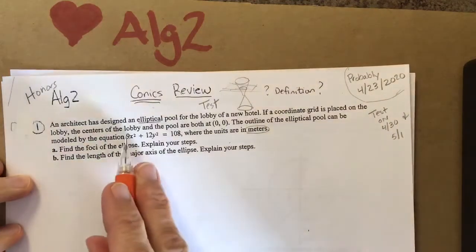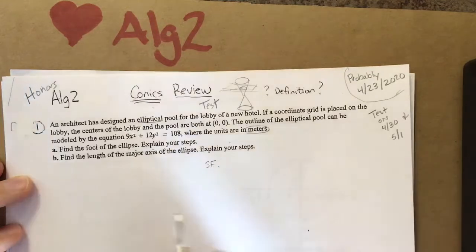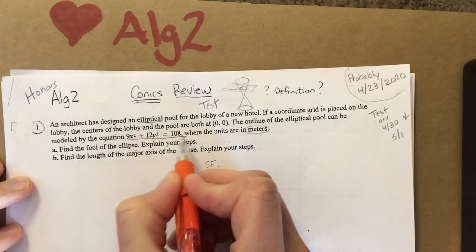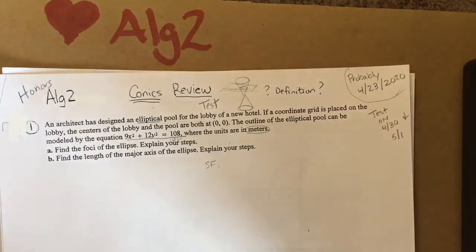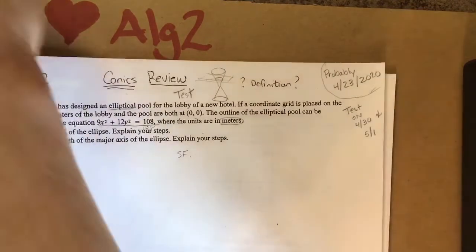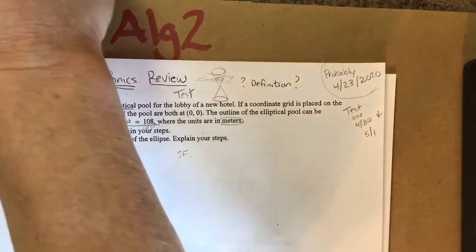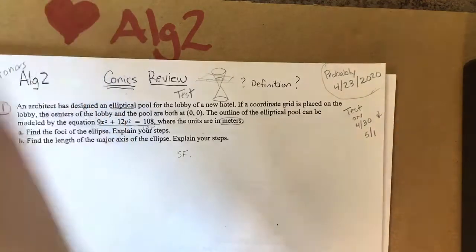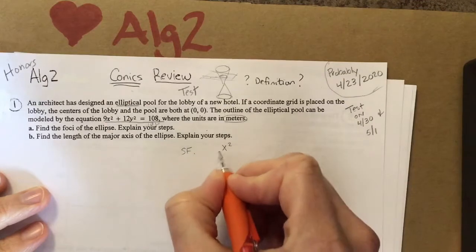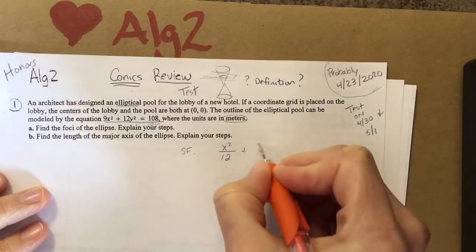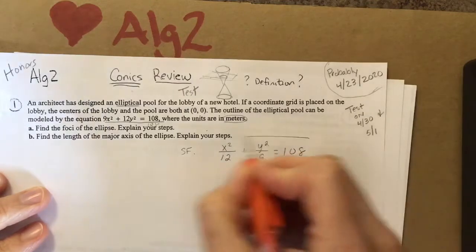All right, first, what's wrong with this? We have to write it in standard form, which means I need to divide everything by 108 to make this equal to 1. Let's see, is 12 times 9, 108? We'll verify. Yes. So when we divide by 108, we get x squared over 12 plus y squared over 9 equals 1. Why do I have to write it in standard form?